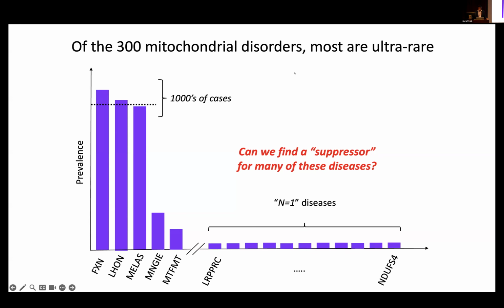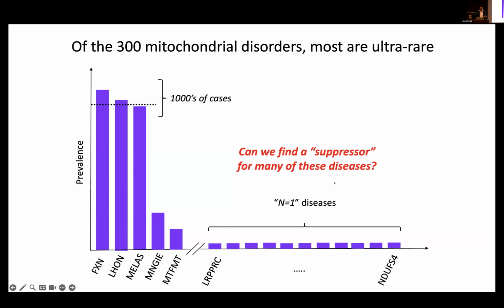But most of these disorders are called N of 1, but you actually can't publish in Nature Genetics with only 1 case. So usually they're N of 10 diseases or N of 100 diseases. But these are ultra rare diseases. And for a long time, we've been interested in trying to find therapies that might suppress diverse forms of mitochondrial dysfunction.